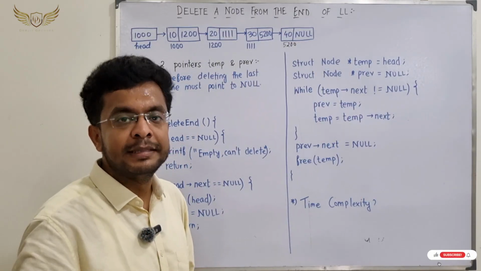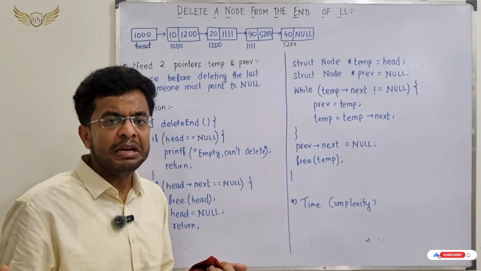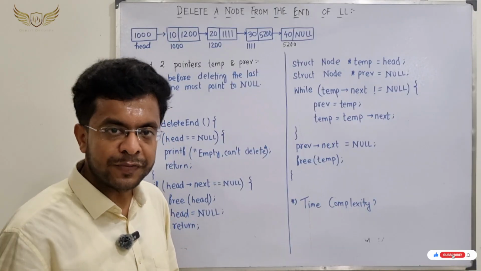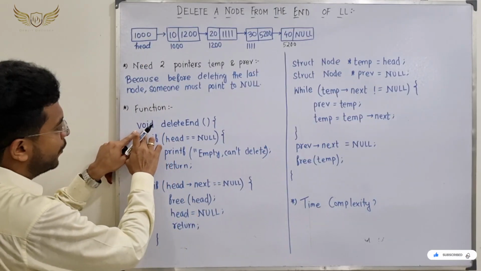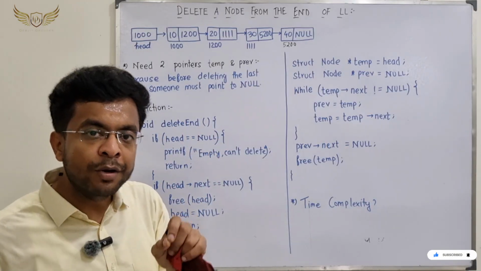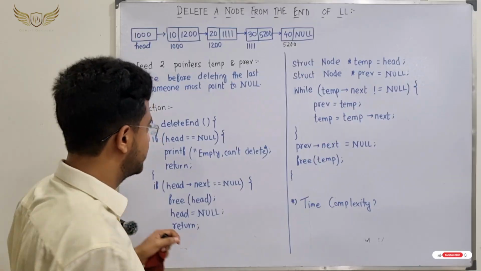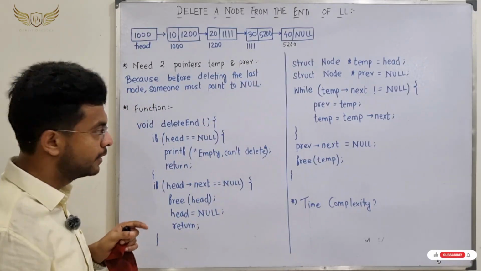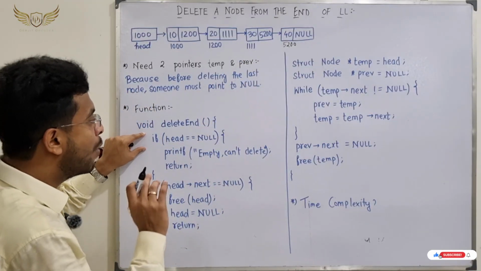Suppose you are trying to delete something. It should not, or even if it doesn't return anything, it is fine, right? So we have taken void as a return type and the name of the function is delete from end, right? We are trying to delete the last node from the end of the linked list. Okay, now see what we are checking.